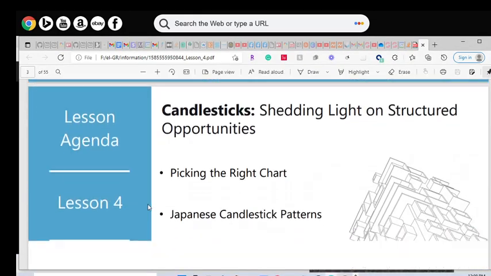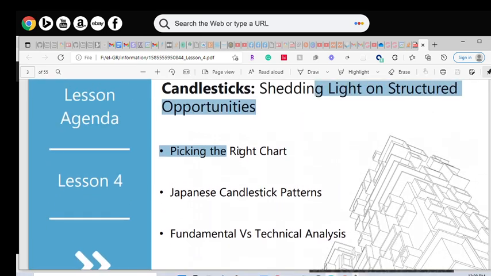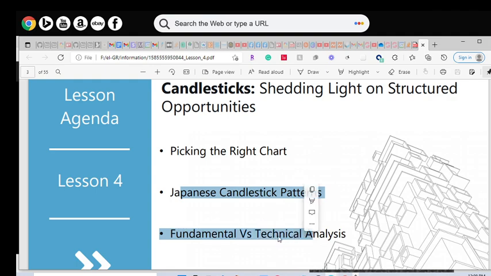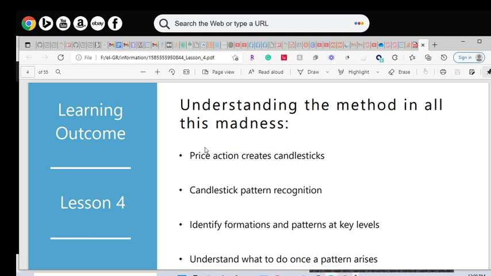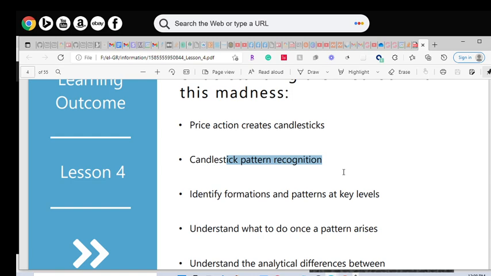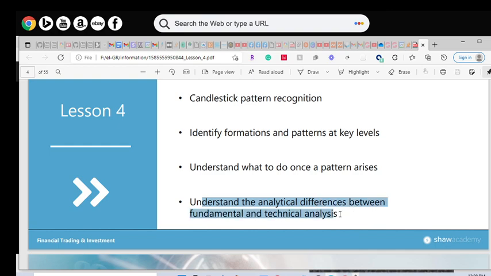Okay, today we'll be discussing the candlestick model, shedding light on things. We are looking at picking the right chart, looking at the Japanese candlestick patterns, looking at fundamental versus technical analysis, and we're looking at the price action which creates the candlestick, pattern recognition, identifying formation and pattern at key levels, understanding what to do once the pattern arises, and understanding the analytical differences between fundamental and technical.